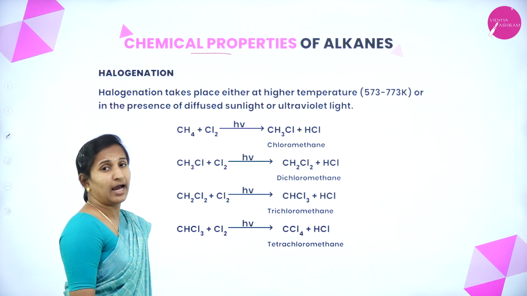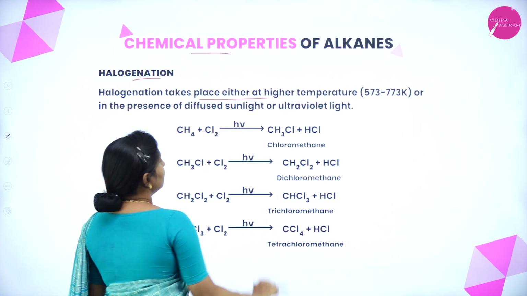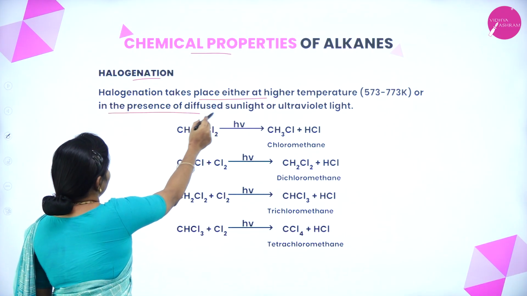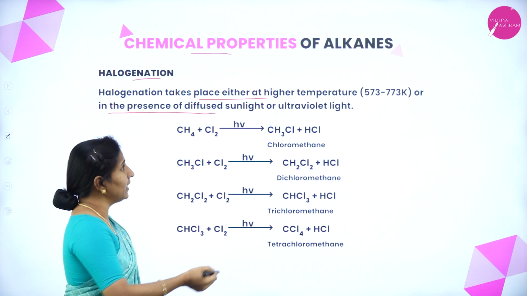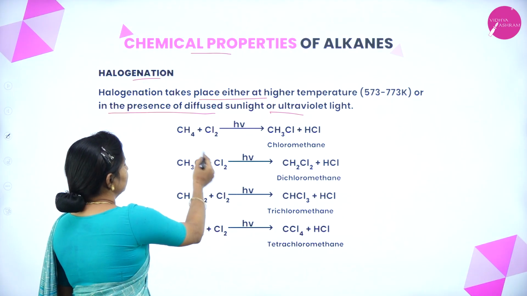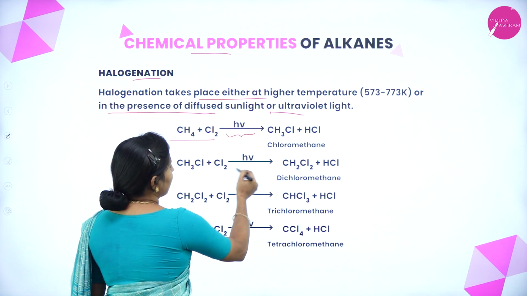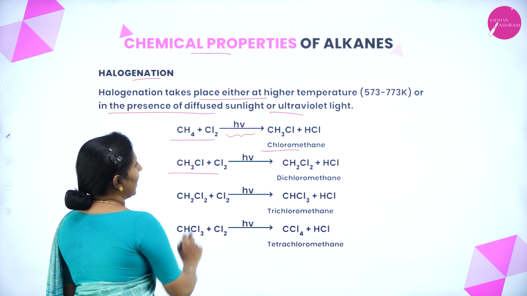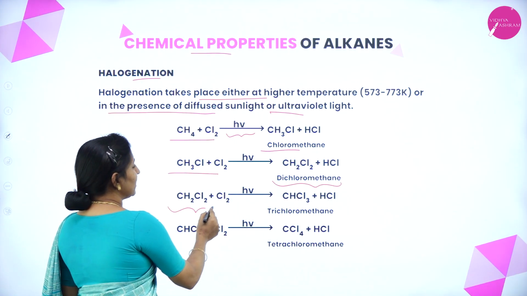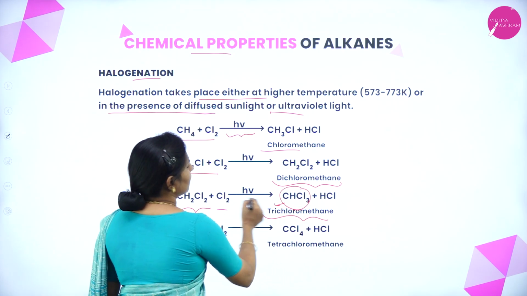Chemical properties of alkanes. Halogenation. Halogenation takes place either at higher temperature, 573 Kelvin to 773 Kelvin, or in the presence of diffuse sunlight or UV light, that is ultraviolet light. Methane undergoes halogenation in the presence of diffuse sunlight to give chloromethane. Methyl chloride undergoes halogenation to give dichloromethane. Dichloromethane undergoes halogenation to give trichloromethane, that is chloroform.